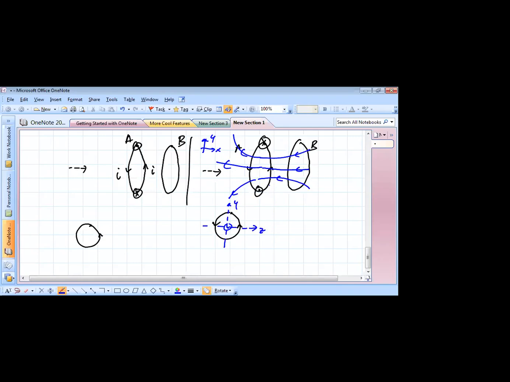Now look, if the current in A is increasing, then what kind of current will be induced in B? Clockwise? So at that time, what should happen? If there is a clockwise current in this one and an anti-clockwise current in this one, what will happen? They should repel. Yes.